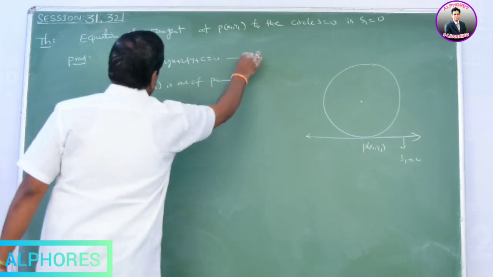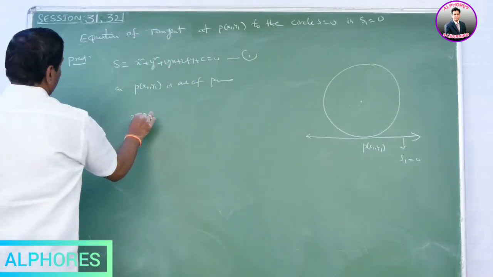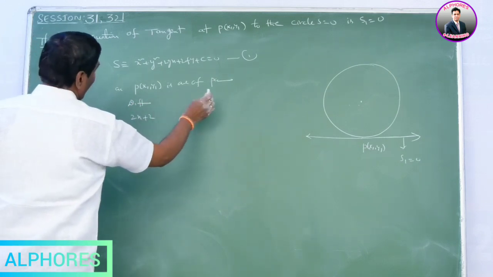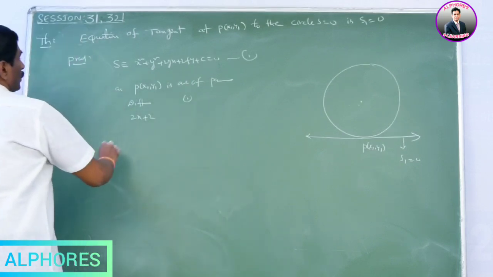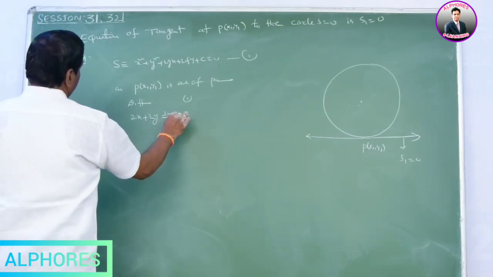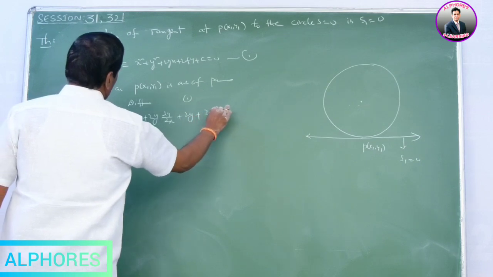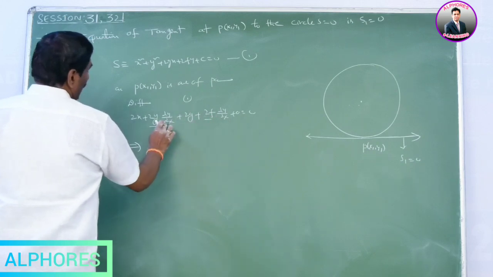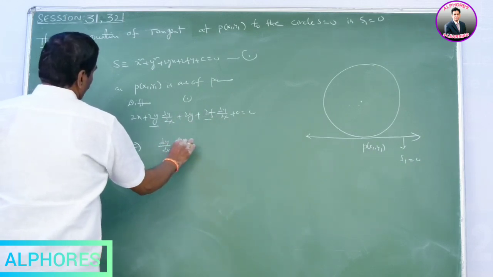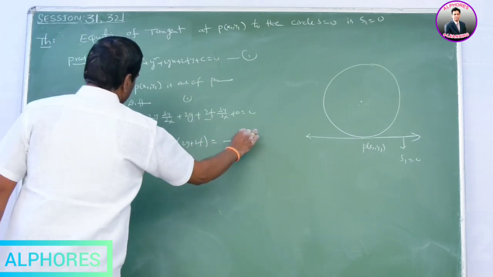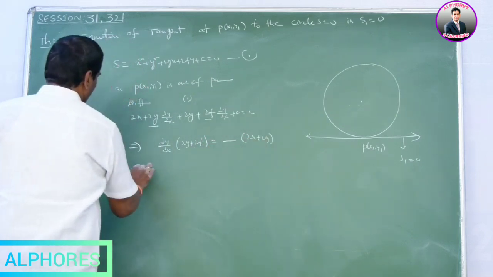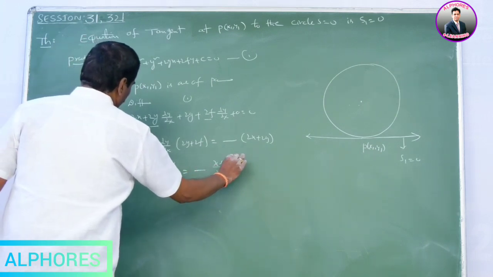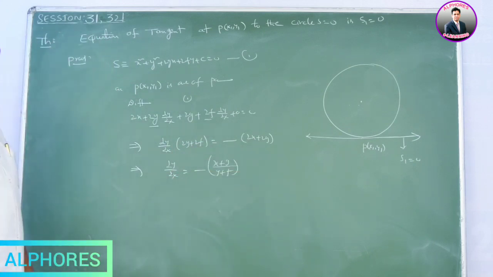Differentiate the given equation on both sides with respect to x. We get 2x plus 2y into dy by dx plus 2g plus 2f into dy by dx plus 0 is equal to 0. Here 2y, 2f, dy by dx is the common term. 2y plus 2f is equal to minus of 2x plus 2g. 2 is the common term, and dy by dx is equal to minus of x plus g by y plus f. The 2 cancels.